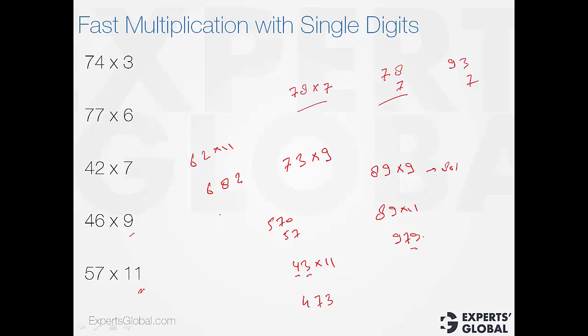Sometimes there would be the case of a carry. For example, let's say 76 into 11. So you have a 7 here, you have a 6 here, but 7 plus 6 becomes 13. So 3 comes here and 1 goes to the front as a carry, so it becomes 836. So that's another way of multiplying by 11.